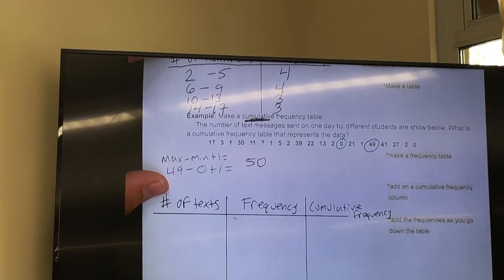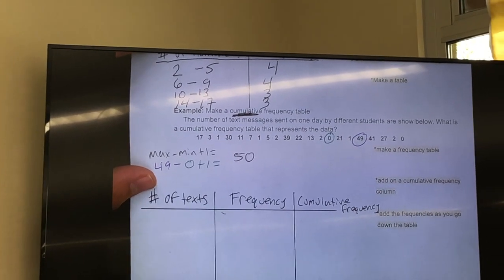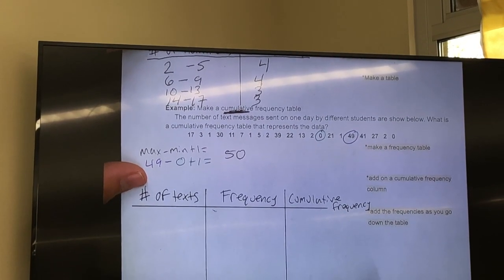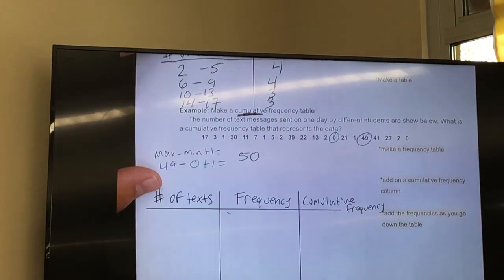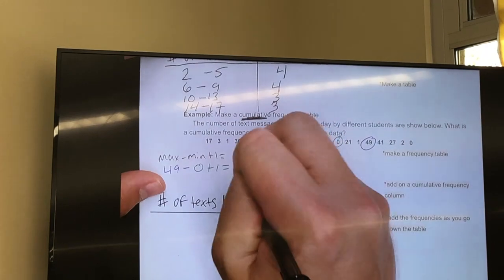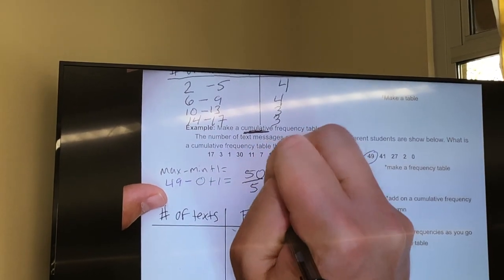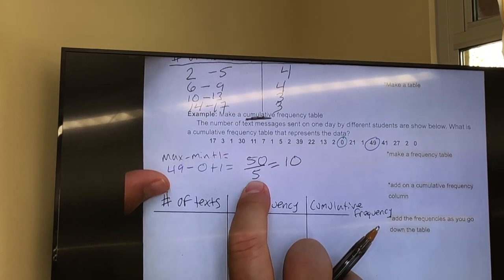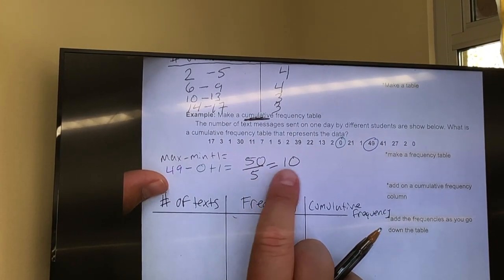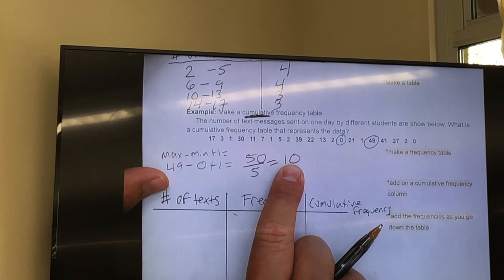Again, we want to divide this into a reasonable amount of categories. So 5 and 10 work really well. I don't want to write down 10 different categories, so I'm going to divide by 5 to equal 10. So remember, this is going to be the number of groups, and then this is going to be how many numbers fall within the group.